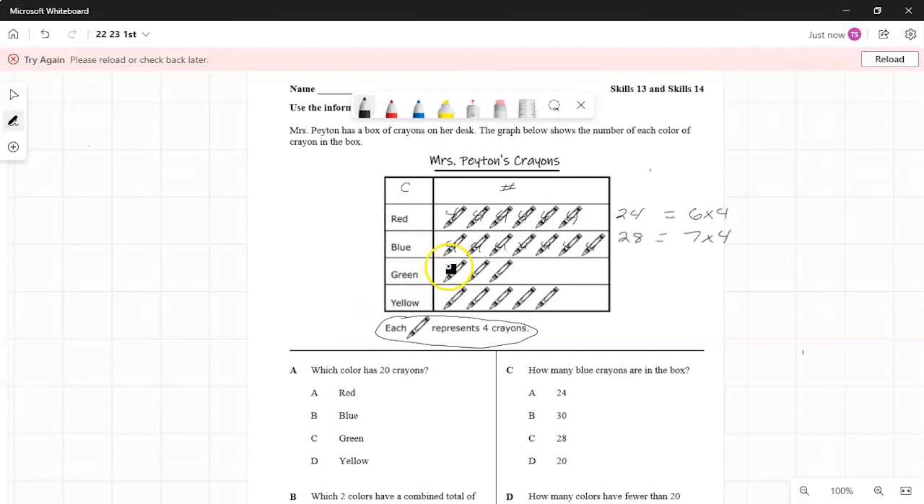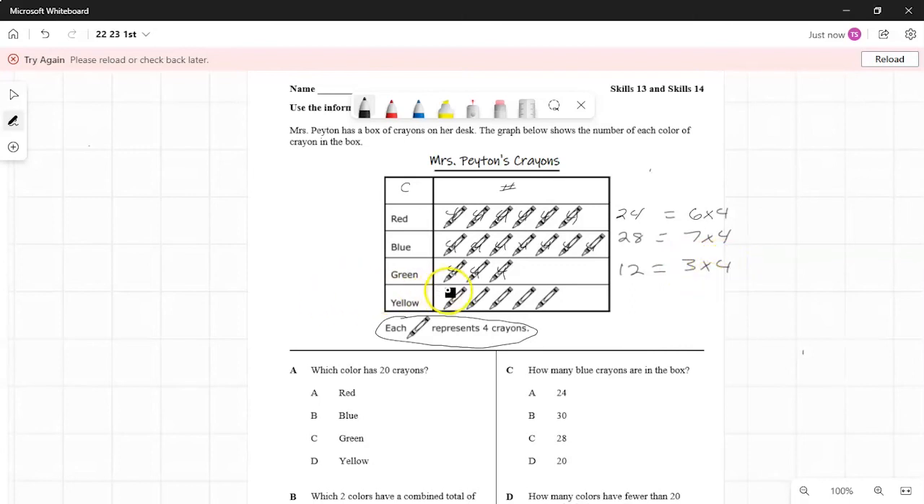Okay, right here for green, I see 3 crayons there. Okay, 4 plus 4 is 8, and 8 plus 4 is 12. So there are 12 green crayons. Or we could say 3 times 4 is equal to 12.